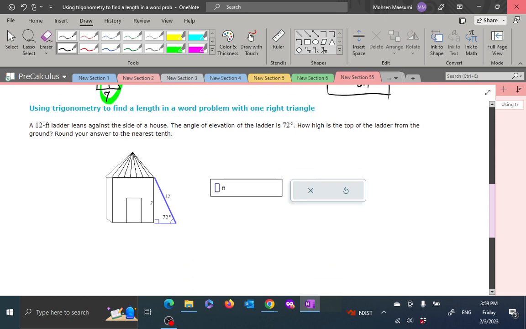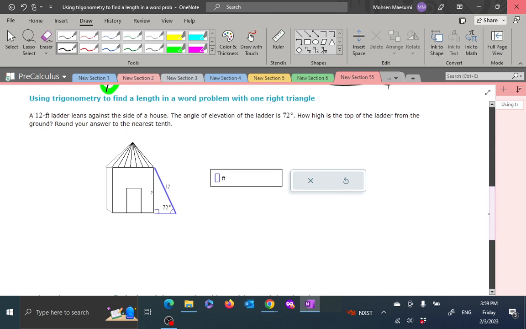Okay, so what about here? A 12-foot ladder leans against the side of a house. So here every problem has a bunch of clues, and we try to understand them. Typically information that's given is useful. Sometimes there is a red herring in problems too, but I don't think there's a red herring here. So that is 12. The angle of elevation is 72.